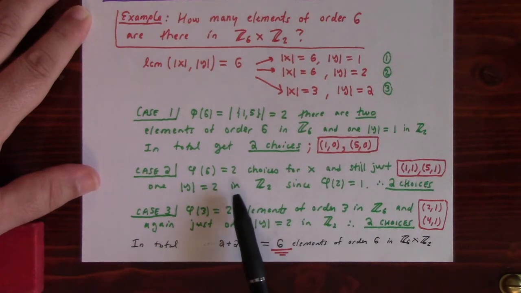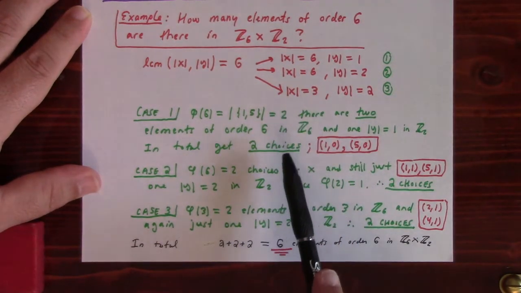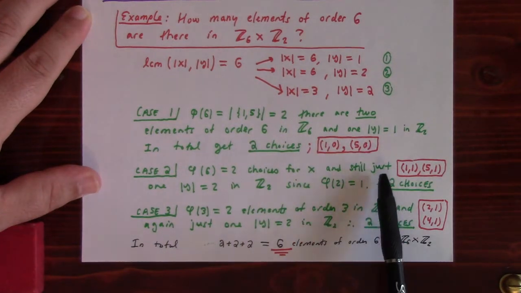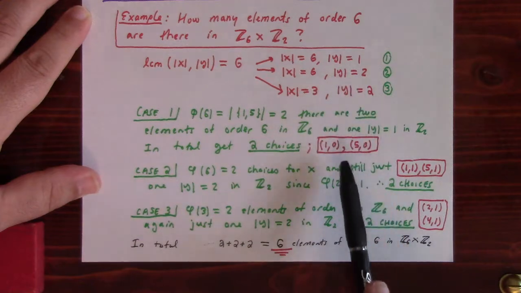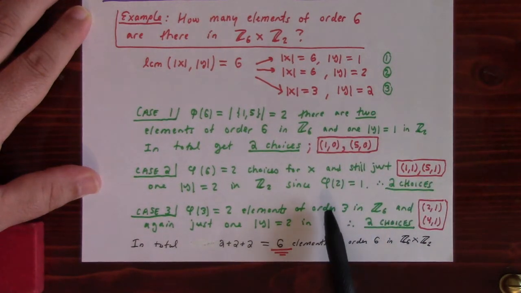Case 2. Case 2, again, we have 2 choices for elements of order 6 in Z6. And we still just get 1 element of order 2, namely 1. So that gives you the pair (1, 1), (5, 1).